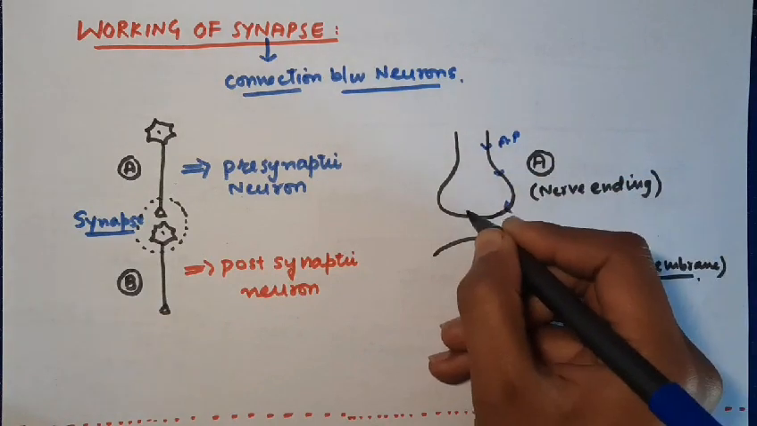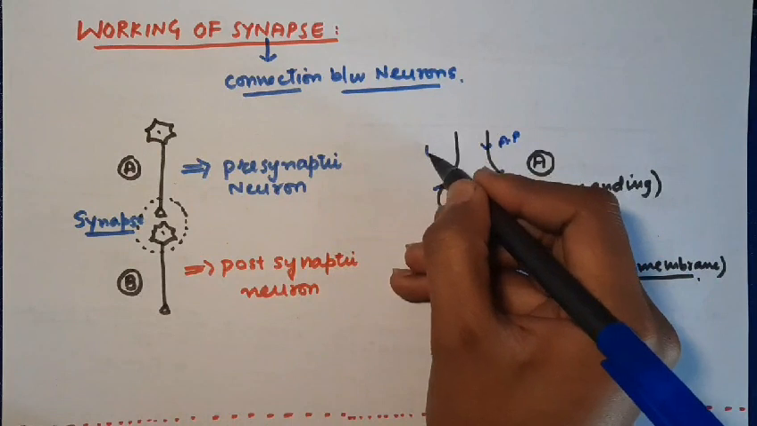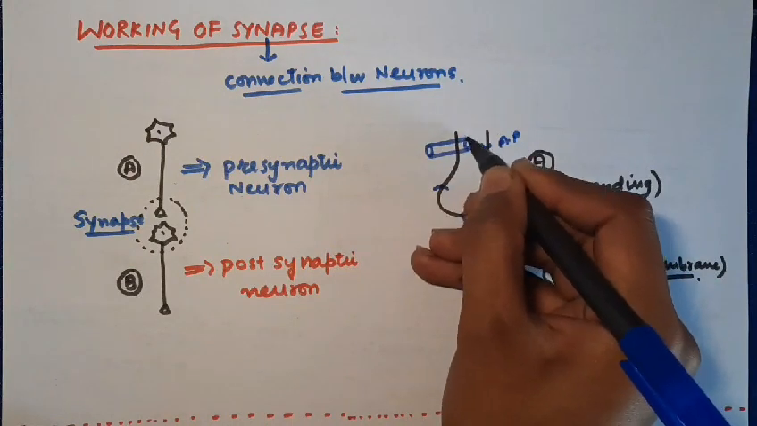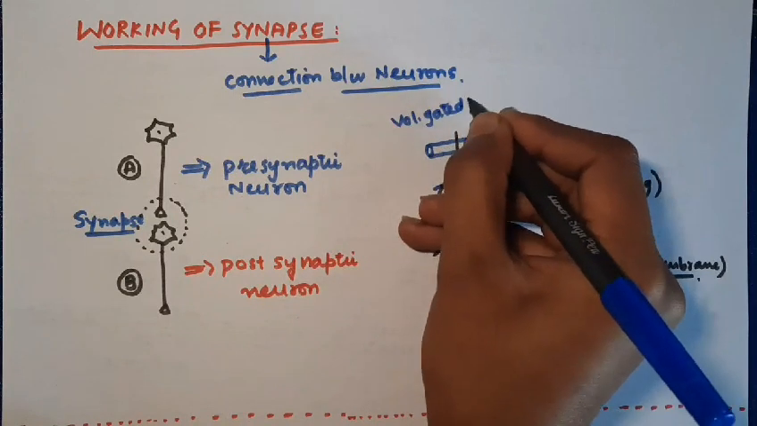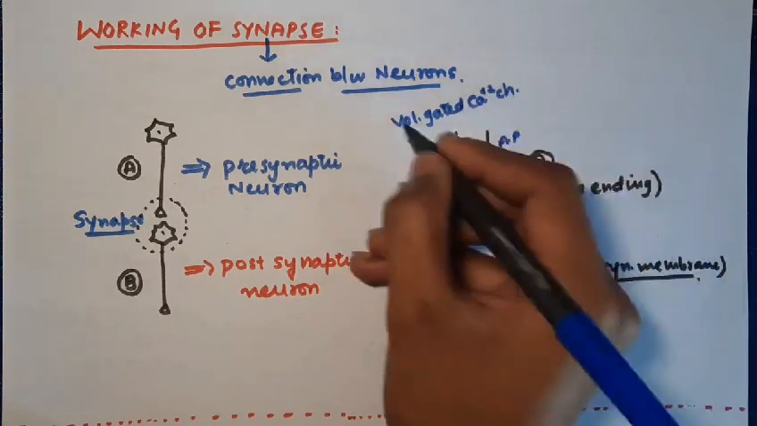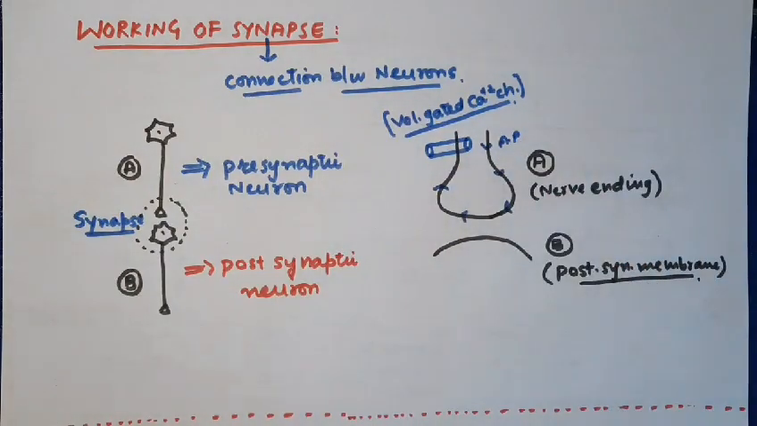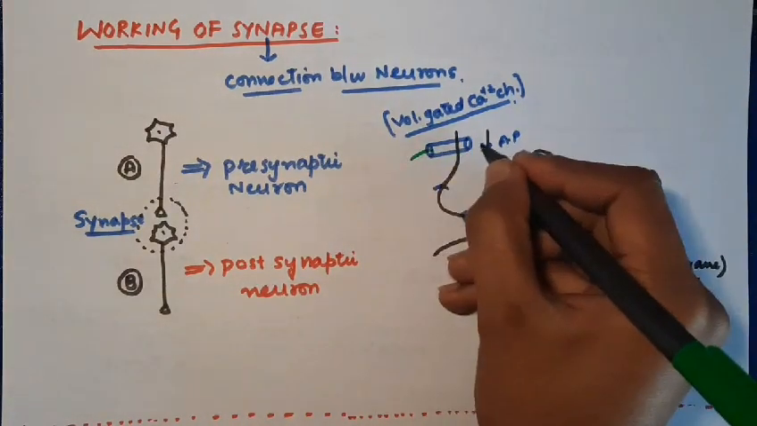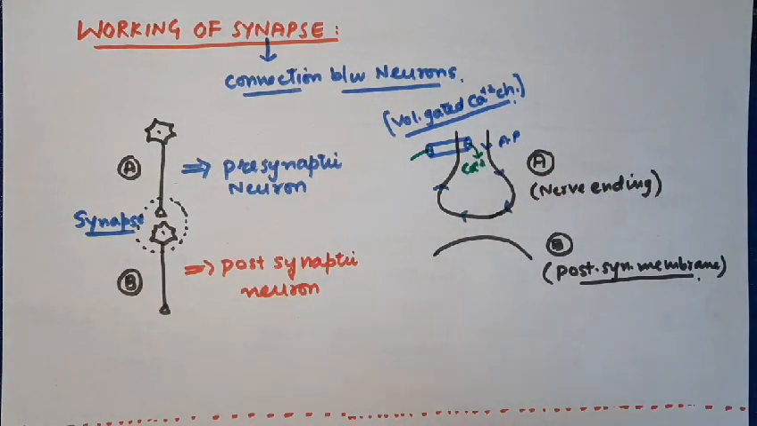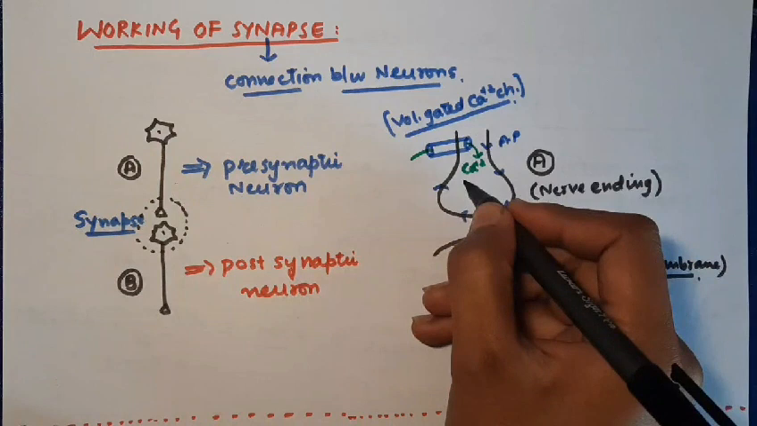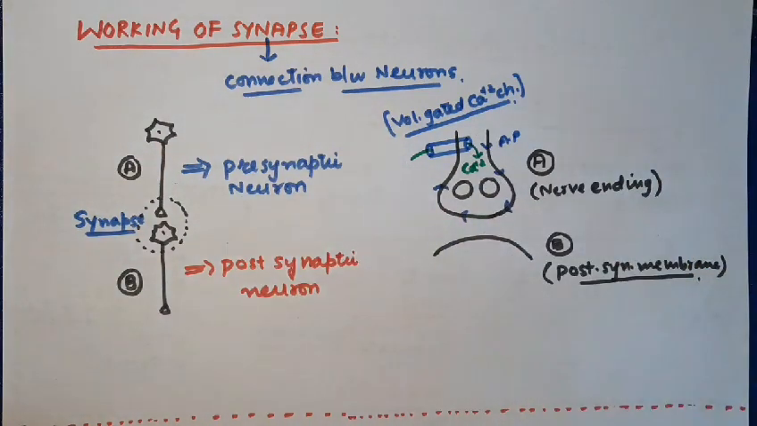So once the action potential arrives at neuron A, that means at the presynaptic neuron, this action potential is going to cause stimulation of voltage gated calcium channels in the presynaptic neuron. In the presynaptic nerve ending, we have voltage gated calcium channels, and once the action potential reaches that place, it causes opening of these calcium channels, so there will be calcium influx. Now this calcium in the nerve ending is going to help in exocytosis of neurotransmitter.